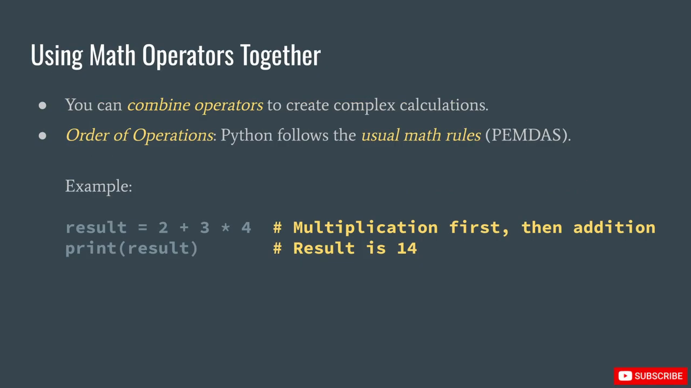You can use multiple operators together to create more complex calculations. Python follows the standard rules of math to determine the order of operations. This means multiplication happens before addition. So, in the example of adding 2 to the result of 3 multiplied by 4, Python first multiplies 3 and 4, then adds 2 to get the final result of 14.